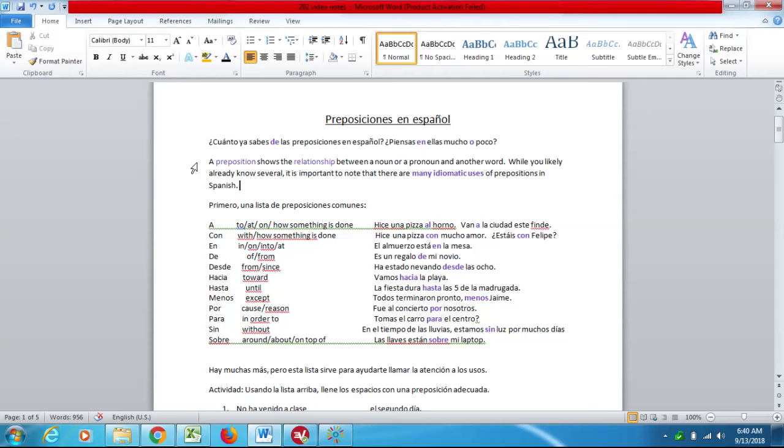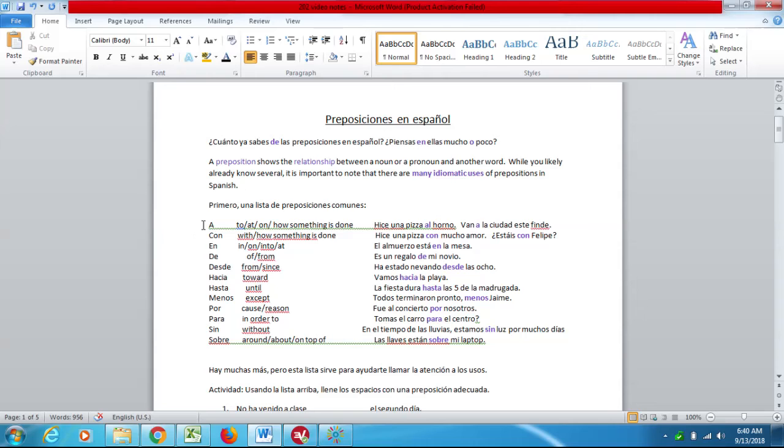Idiomatic means language specific. So, for example, in English, we would say, the fork is on the table. And in Spanish, in that same situation, would say, the fork is in the table. That's an idiomatic use or a language-specific use of the preposition in or en.